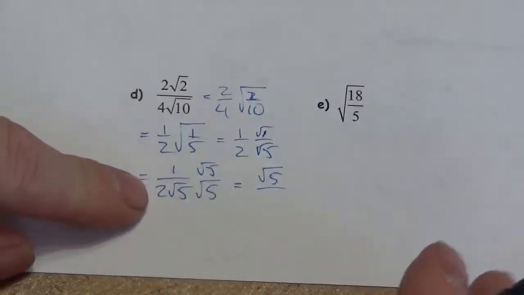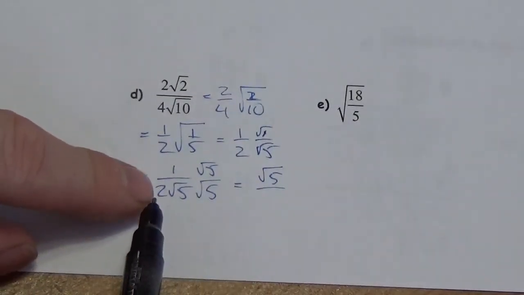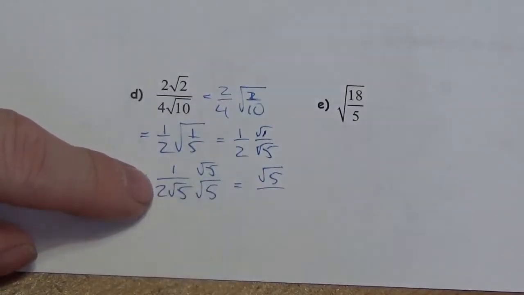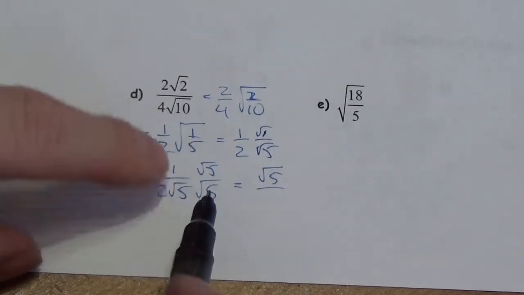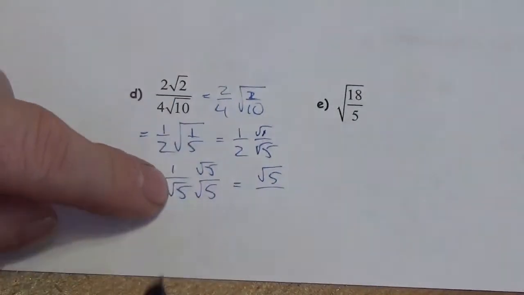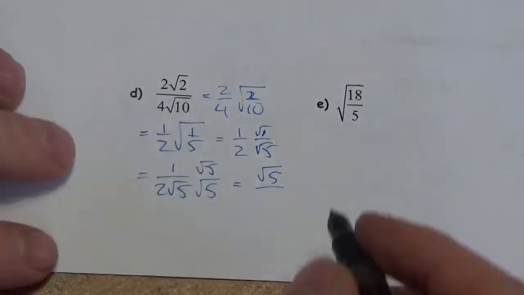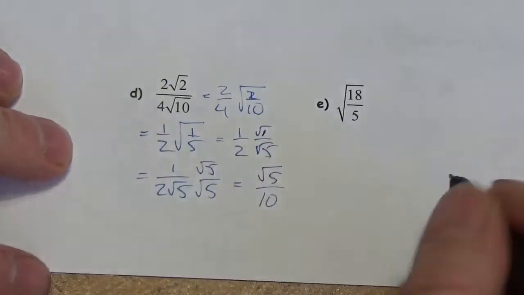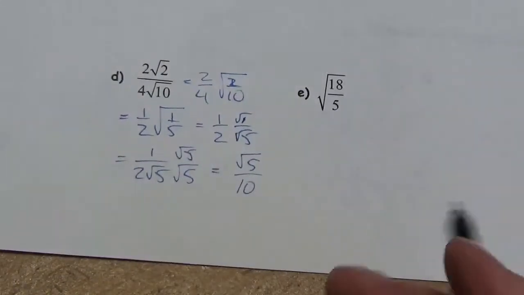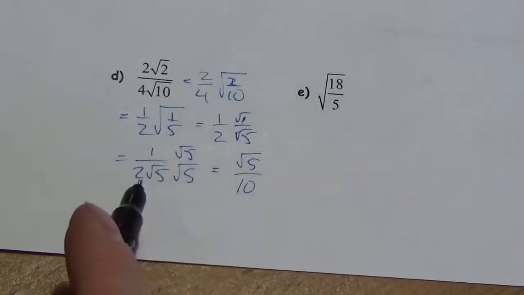Now, watch what's going on here. I've got a 2 multiplied by the square root of 5. Well, just ignore the 2 right now. Root 5 times root 5 is going to be 5. And then there's a 2 down there also, so this becomes 10. So this becomes the square root of 5 over 10.